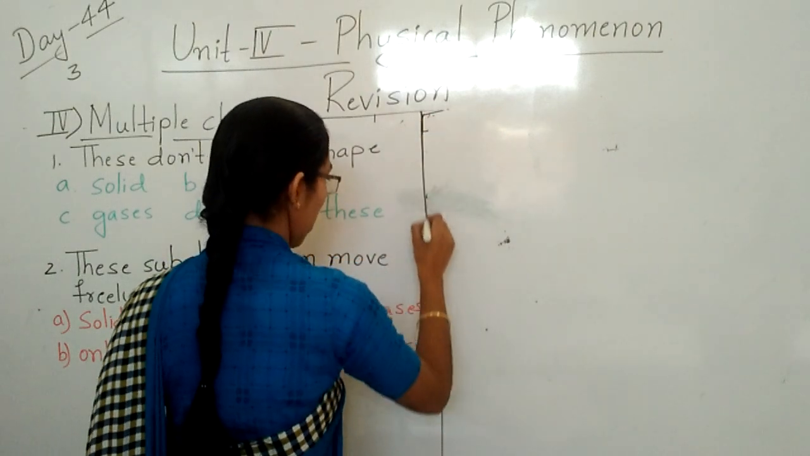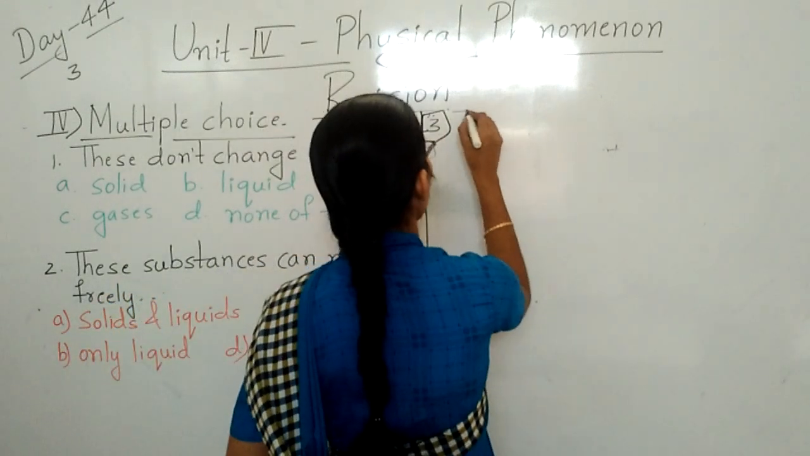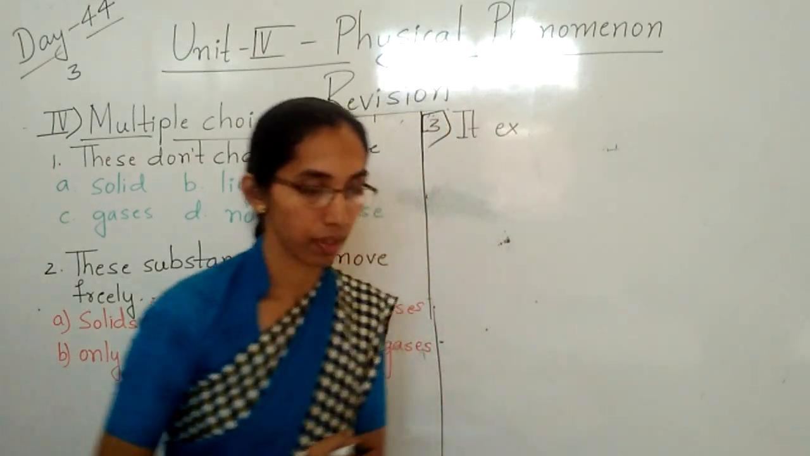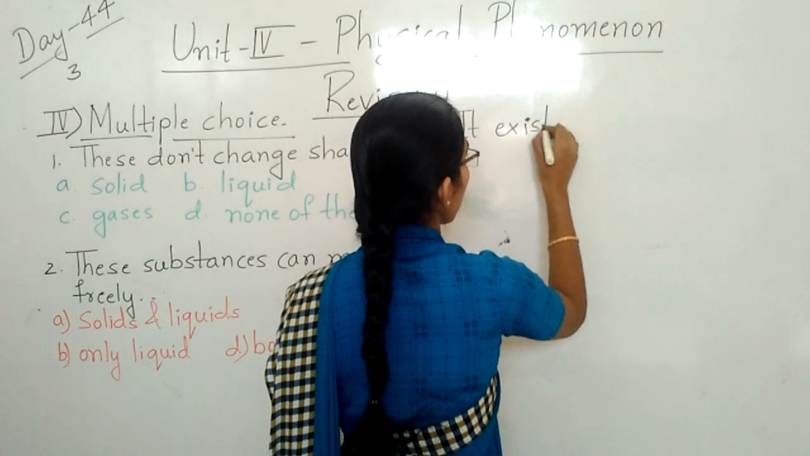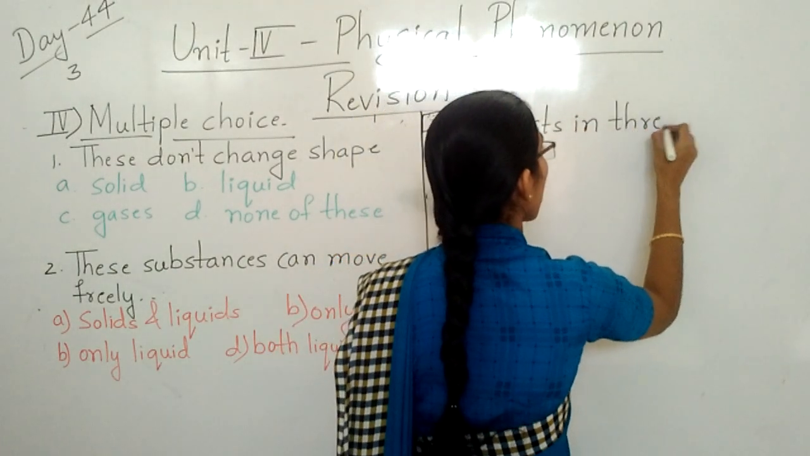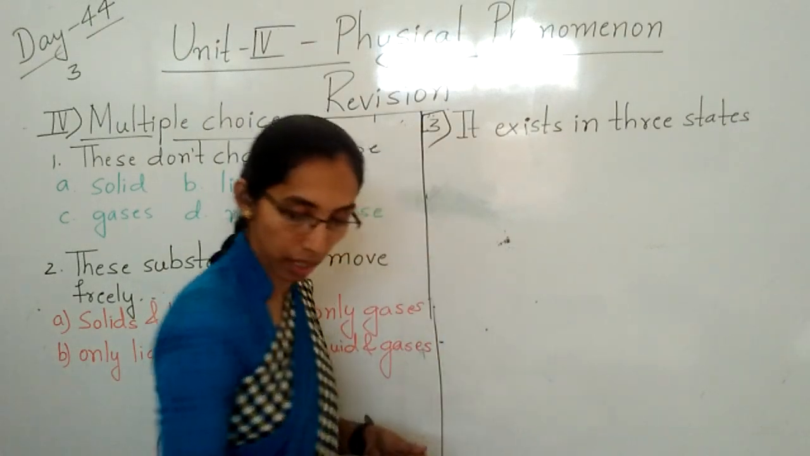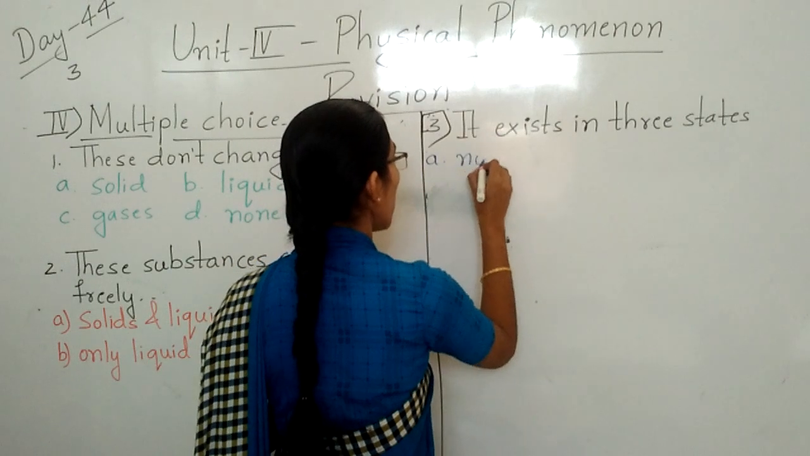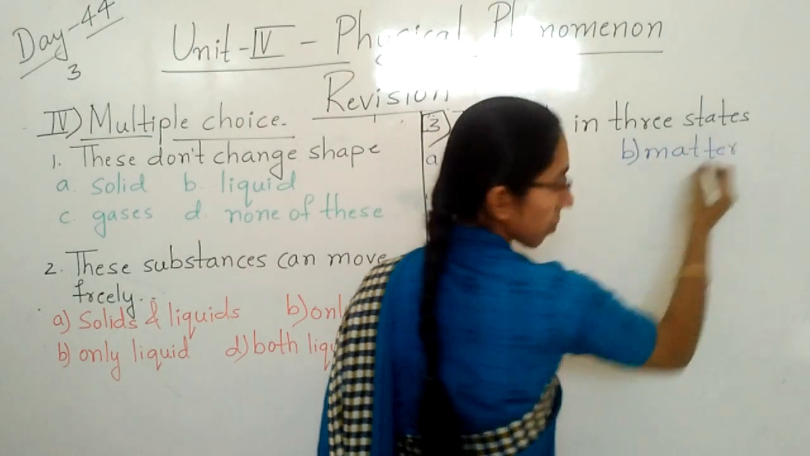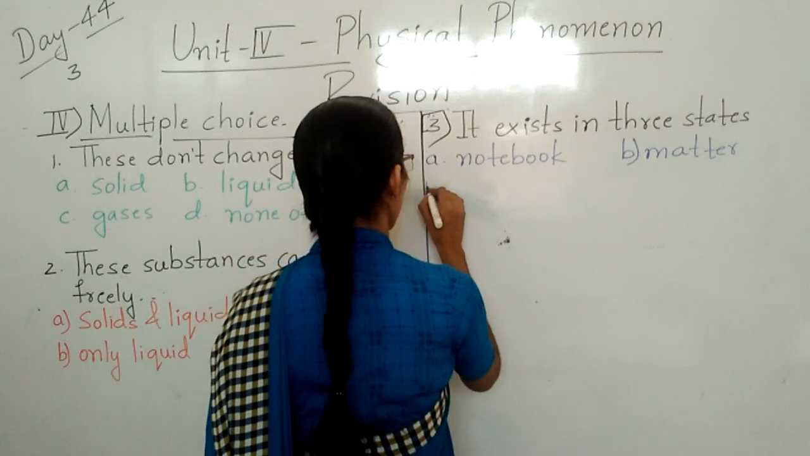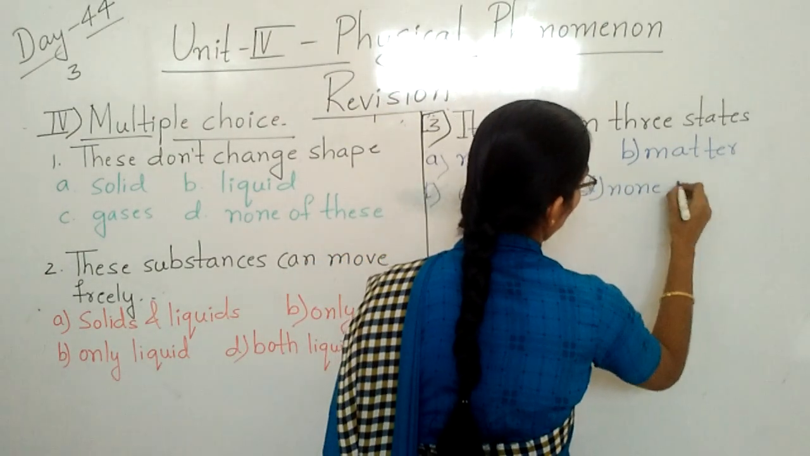The third one. What is the third here? It exists in 3 states. Notebook. First option I have given: notebook, matter, cars and none of this.